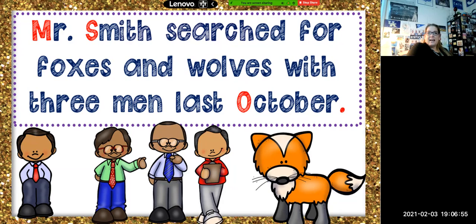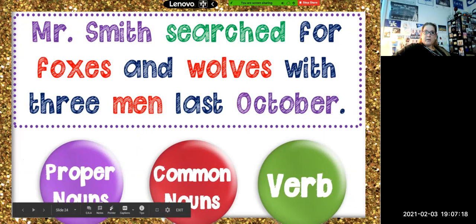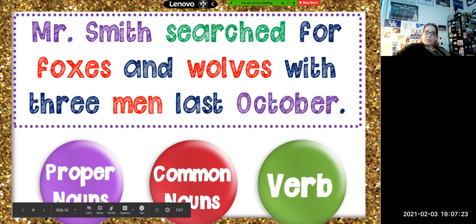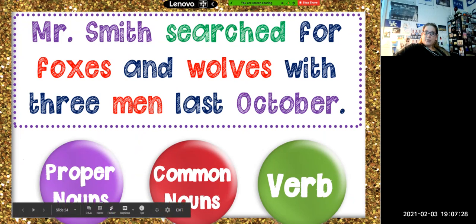Now, what is the action or the verb in this sentence? What is it? What action did Mr. Smith do? That's right. He searched. So searched is the verb. So our proper nouns were Mr. Smith and October. Our common nouns were foxes, wolves, and men, and our verb was searched.